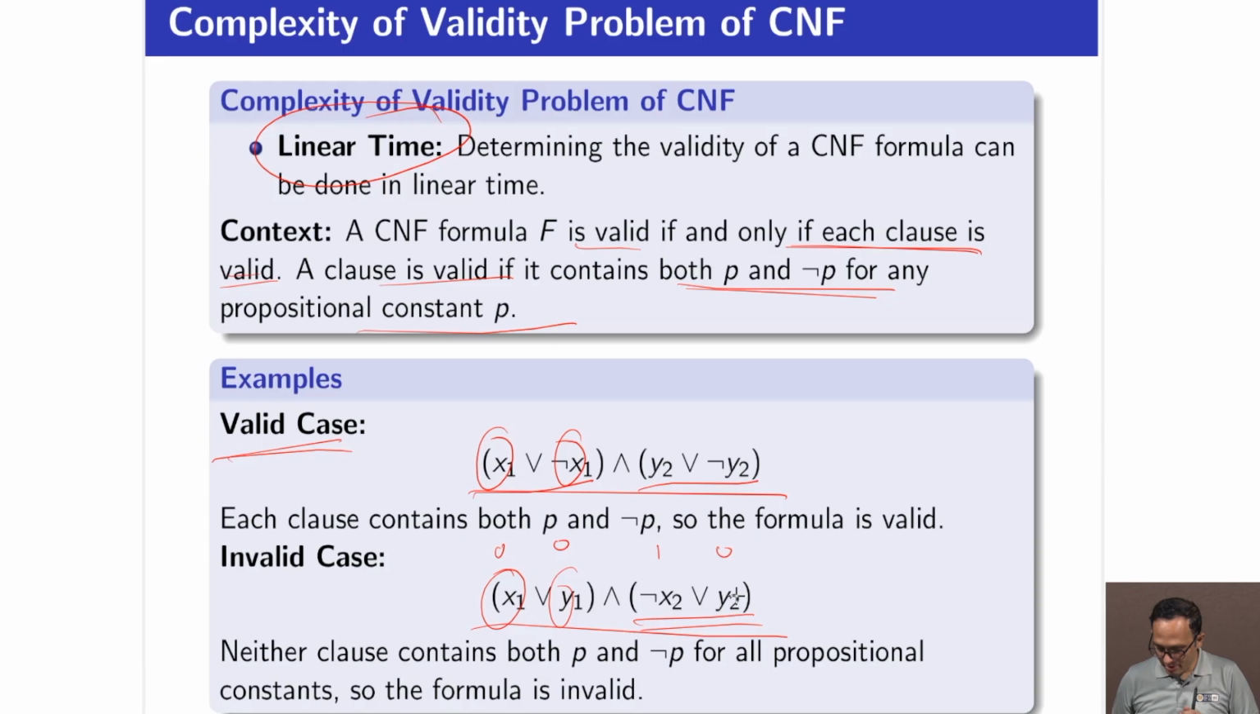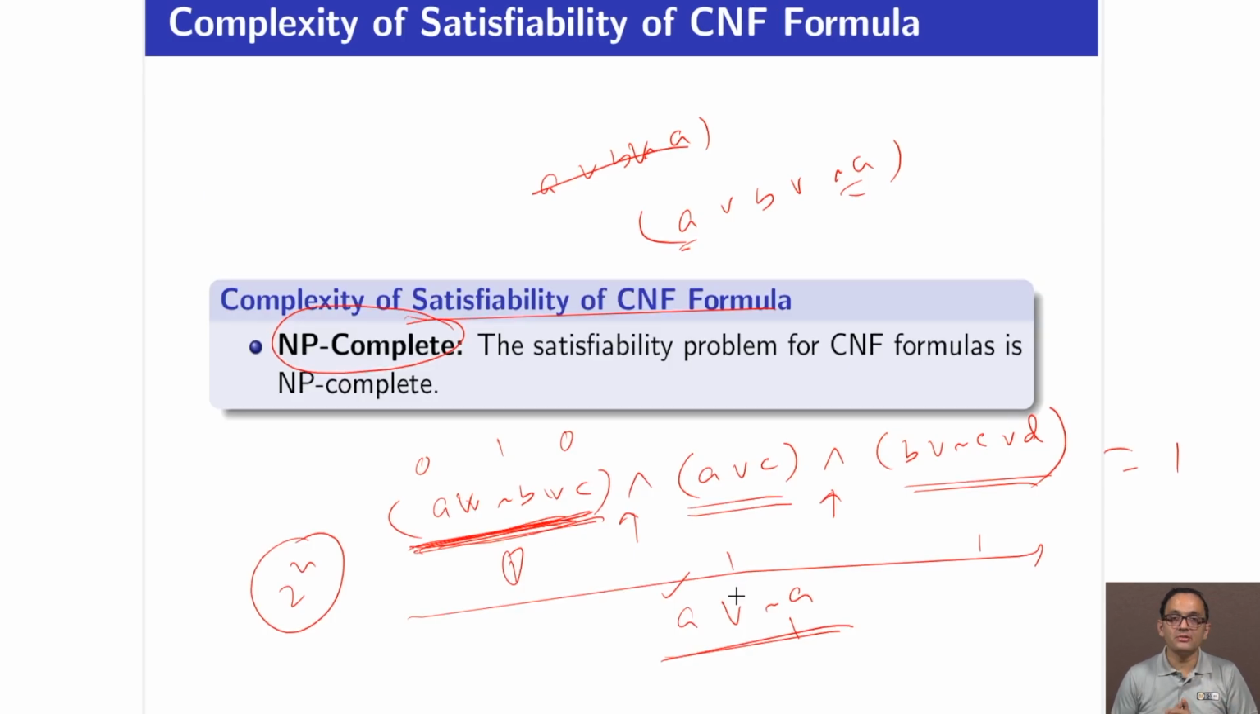So what I have learned from this is that the validity problem of CNF is easy, but the satisfiability problem of CNF is NP complete.